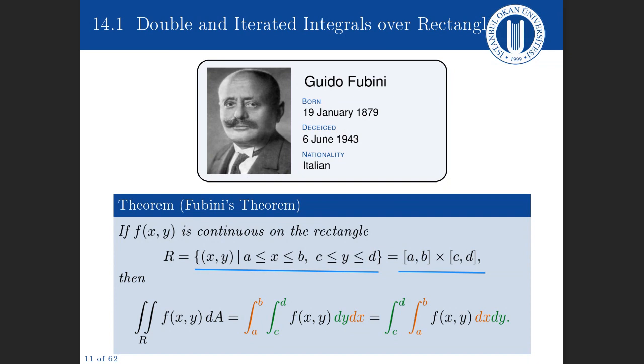The first interval is the interval of x, and the second interval is the interval of y. Fubini's theorem says that as long as f is continuous on this rectangle, then the integral dy dx is always equal to the integral dx dy. And this is what we're going to be using.